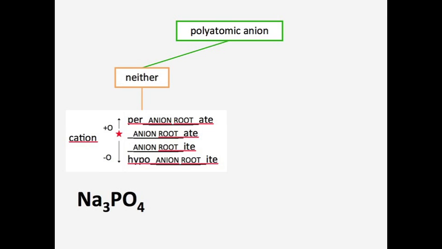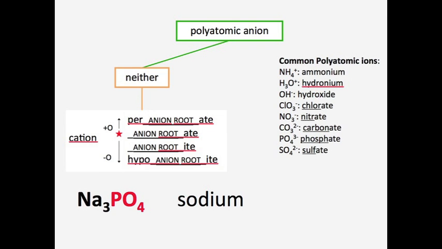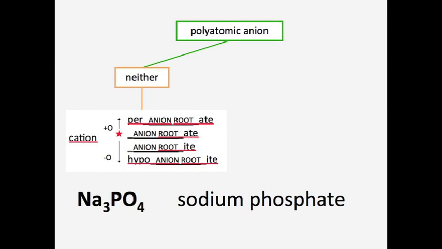An example of an ionic compound with a polyatomic anion is Na3PO4. The cation is sodium, so we begin by writing sodium. Next, we look at the polyatomic anion component. This is one of our baseline anions we had to memorize. It is phosphate, so this compound is named sodium phosphate.